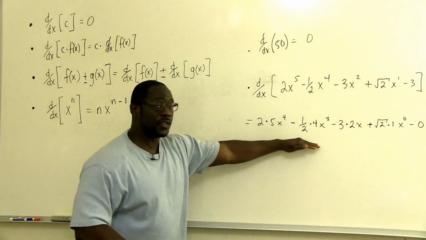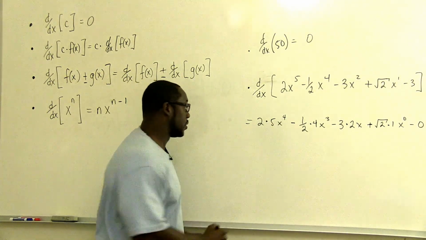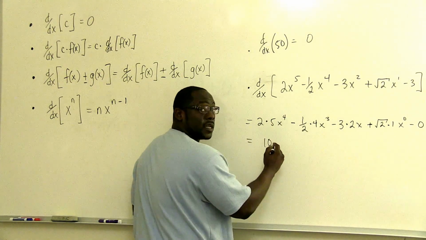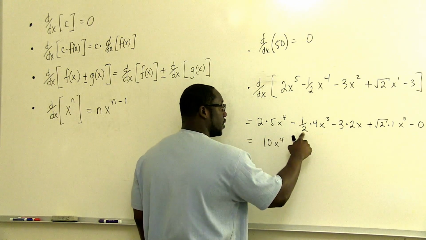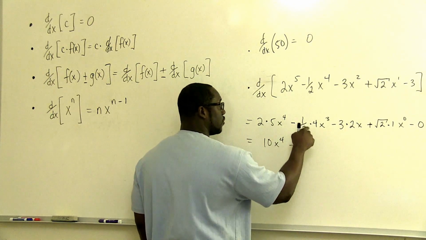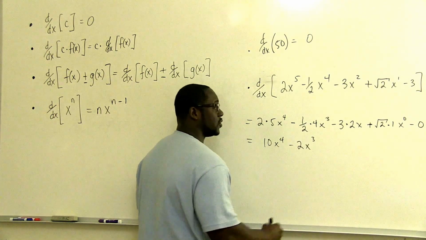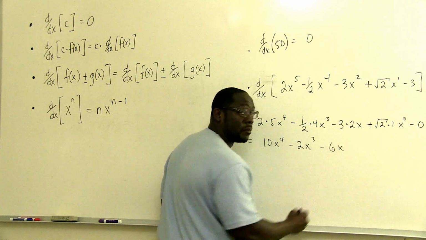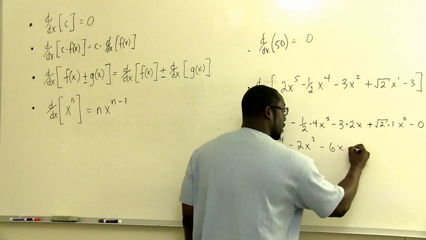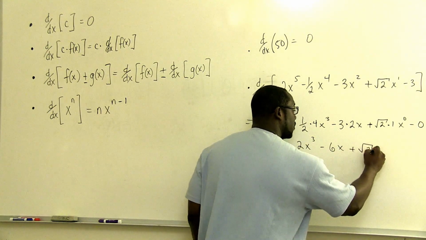And so now from this stage, we just clean it up. So that will be 10x to the fourth. Minus 1/2 times 4 is 2, x cubed. Minus 6x. And then we have square root of 2 here.